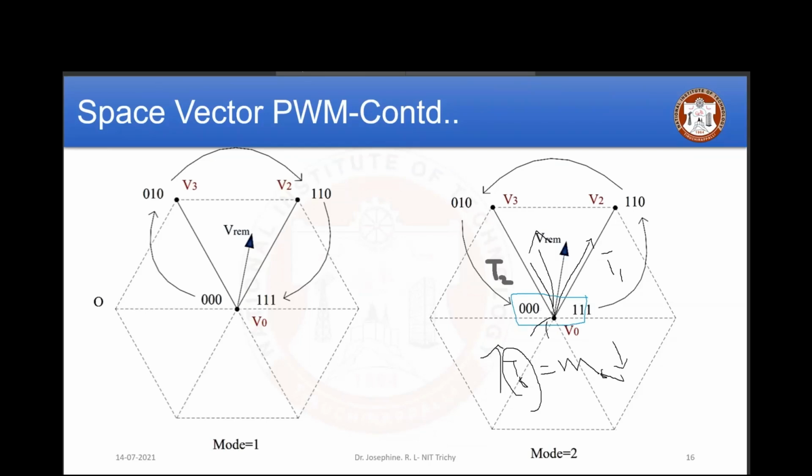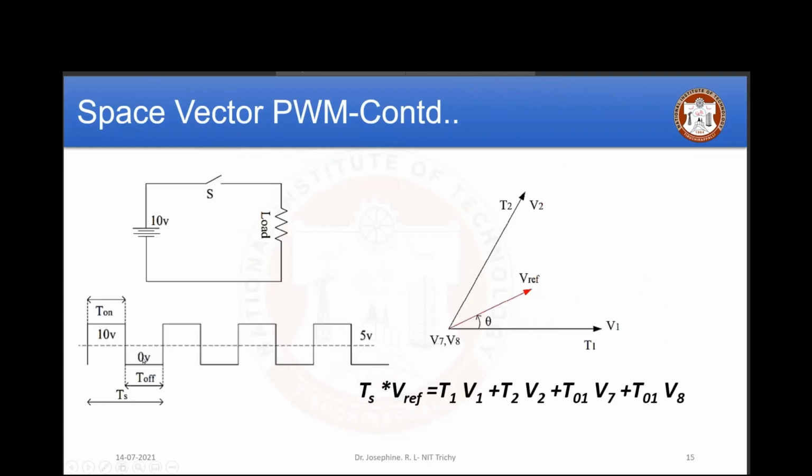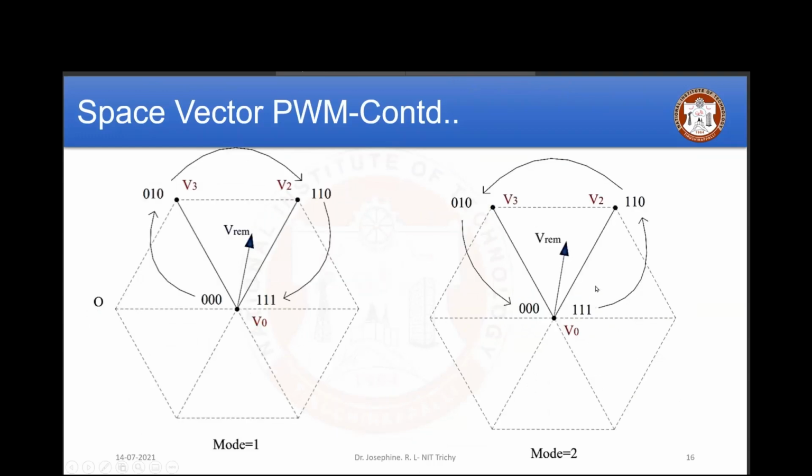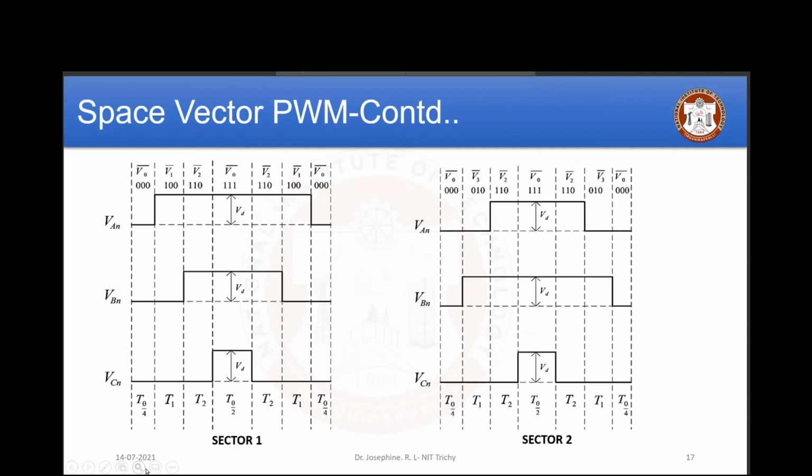And with respect to operation, first you have to identify the sector. So which sector you want, that you have to choose. If it is in sector 1, it has to operate between V1 and V2. If it is sector 2, it has to be operated between V2 and V3. Only these are going to change, but not the times. Suppose this T1, they are going to be fixed over an entire cycle.